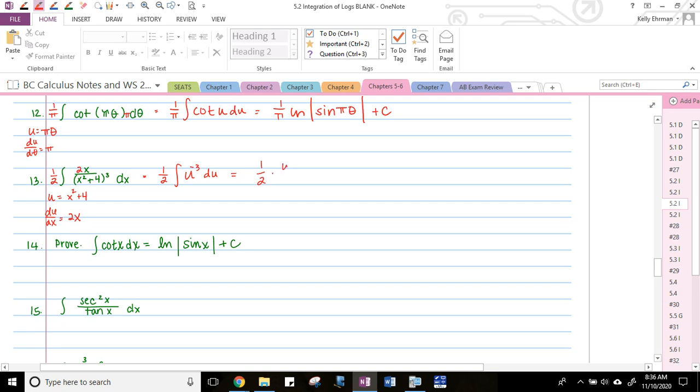1/2 times u to the negative 2 divided by negative 2 plus c. So that's negative 1 over 4, and then times the quantity x squared plus 4 squared. All that's in the denominator. And the 1 is negative, plus c.